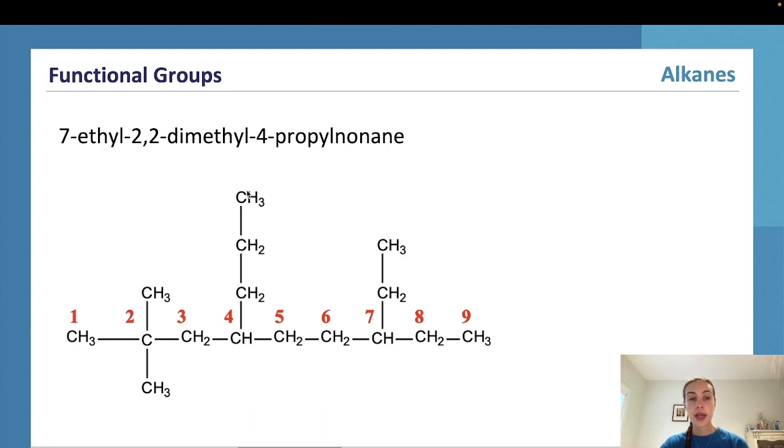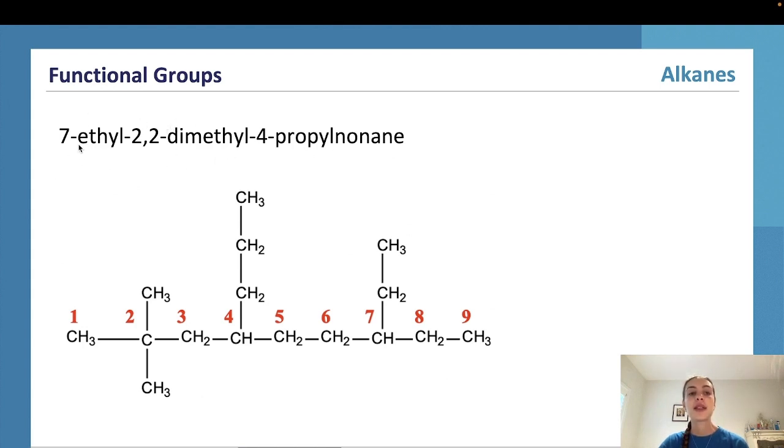Or if we counted from here, 1, 2, 3, 4, 5, 6, 7, 8, 9. There's plenty of ways, but the longest possible chain which can be formed is 9 carbons long, so we're going to be saying it's a nonane molecule. Next, we can look at what all these different functional groups are, which we have.